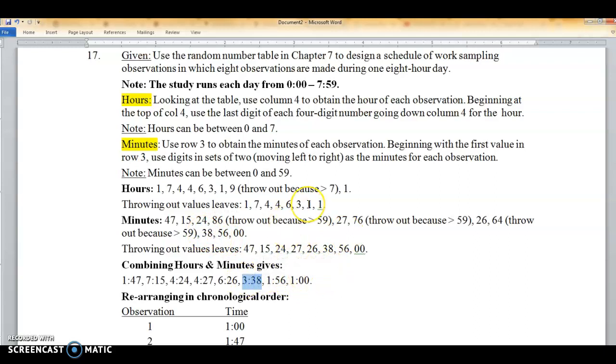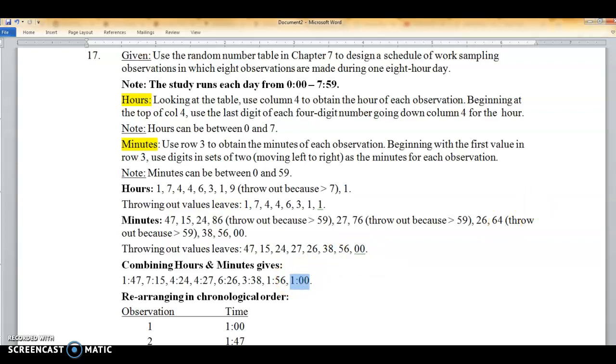The next observation was 1 hour, and we were at 56 minutes. So 1 hour and 56 minutes. And finally, the last observation, the 8th one, 8 was required, our sample size, was 1 hour and 00 minutes, 1 hour and 00 minutes into the work shift.